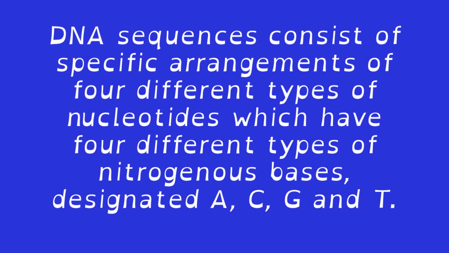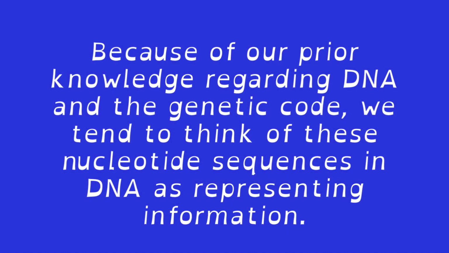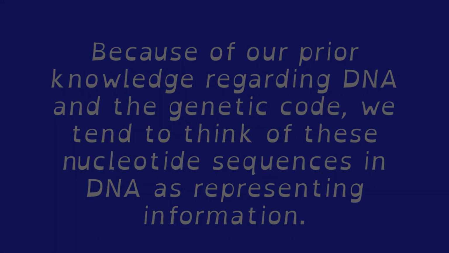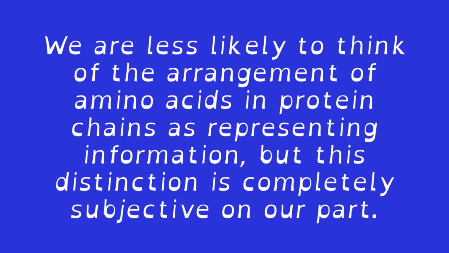DNA sequences consist of specific arrangements of 4 different types of nucleotides, which have 4 different kinds of nitrogenous bases, designated A, C, G, and T. Because of our prior knowledge regarding DNA and the genetic code, we tend to think of these nucleotide sequences in DNA as representing information, but we are less likely to think of the arrangement of amino acids in protein chains as representing information. But this distinction is completely subjective on our part.